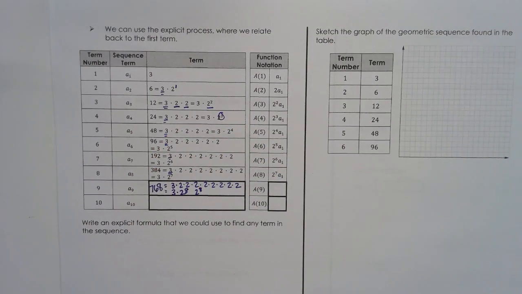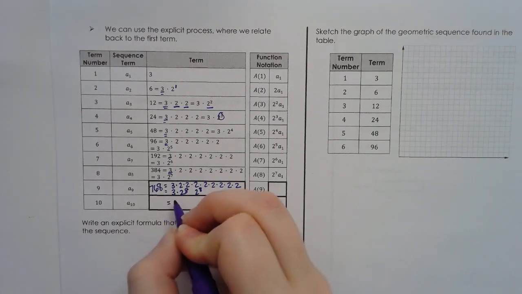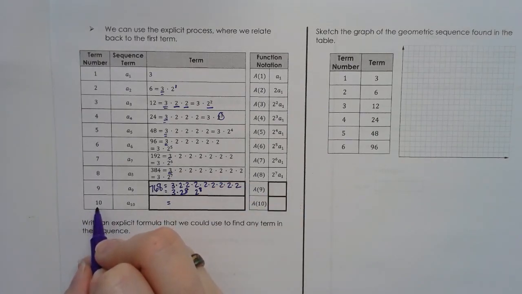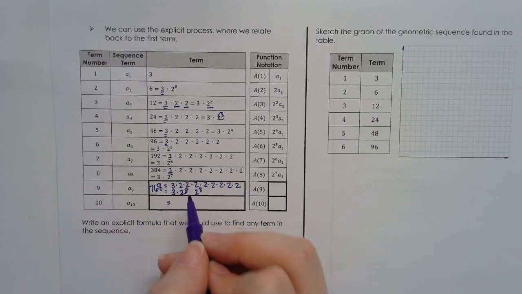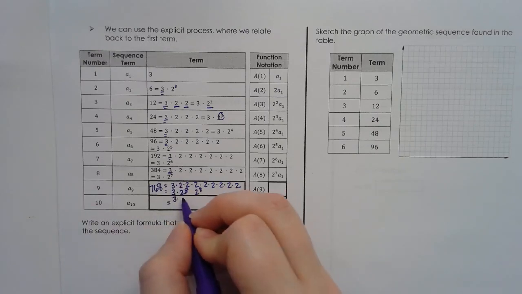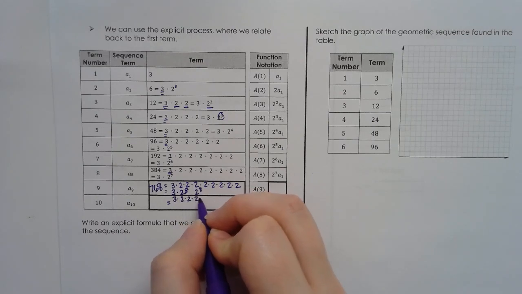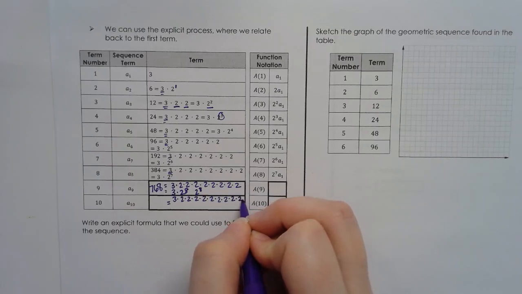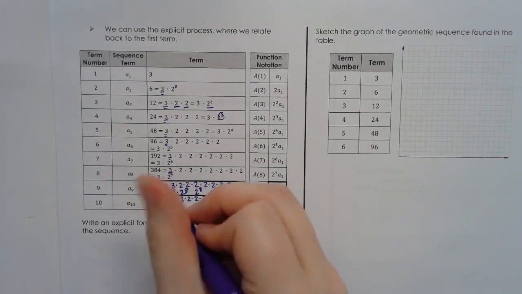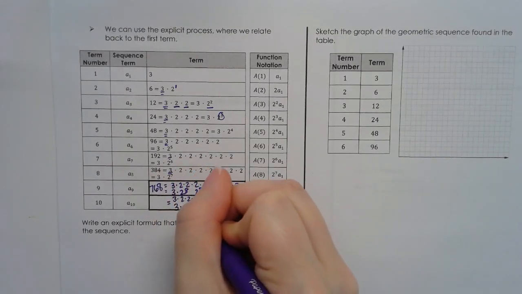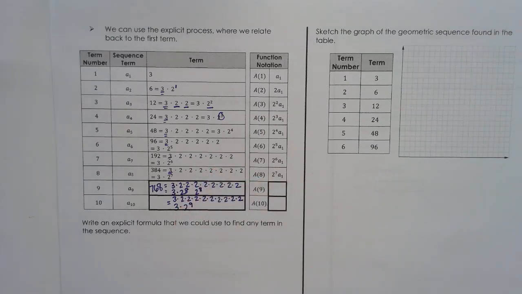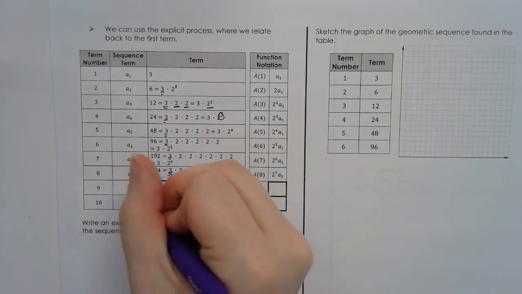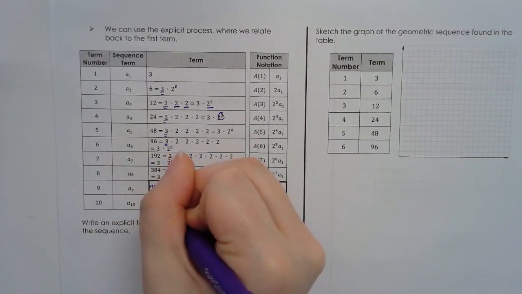Okay, and then my next one is term 10. If this is 10, we're going to go 1 less. So that's times 2 to the 9th. So 3 and then 9 2's. 1, 2, 3, 4, 5, 6, 7, 8, 9. So that's 3 times 2 to the 9th power, which is the same as what it was before, 1,536.